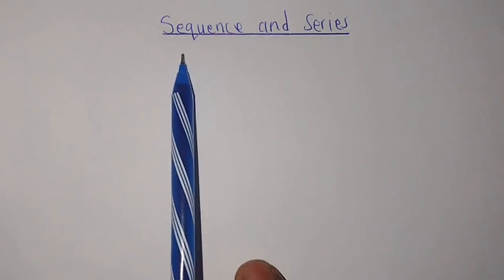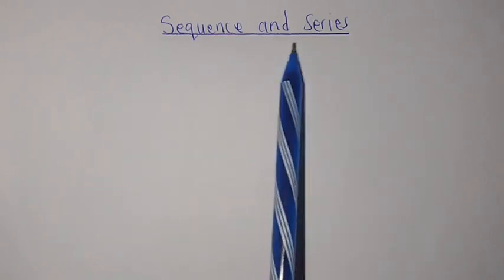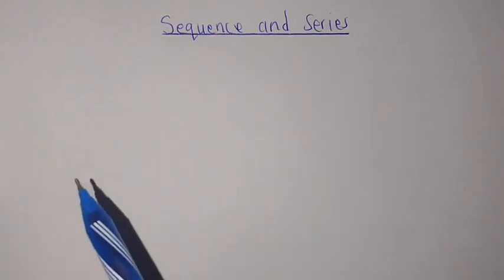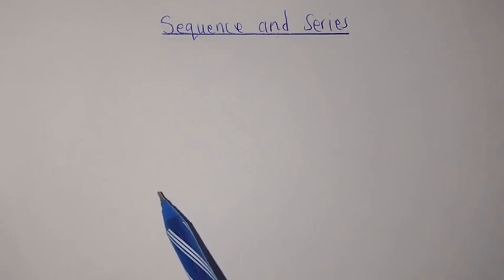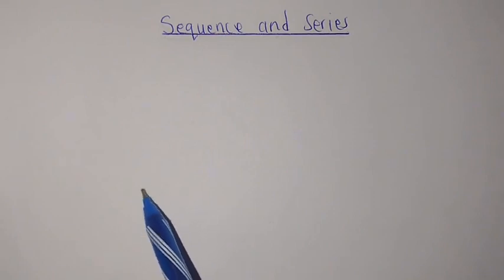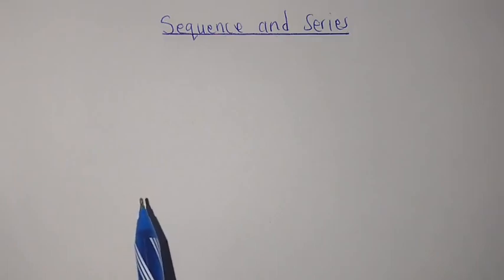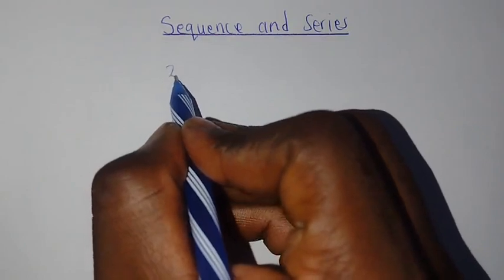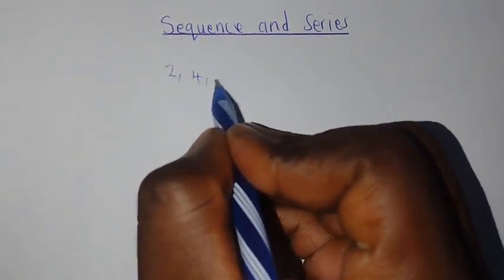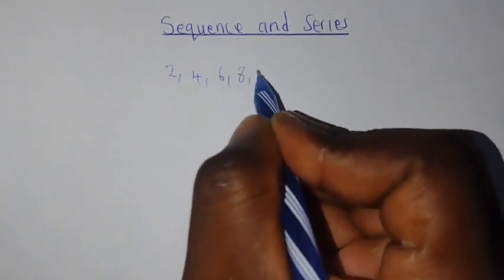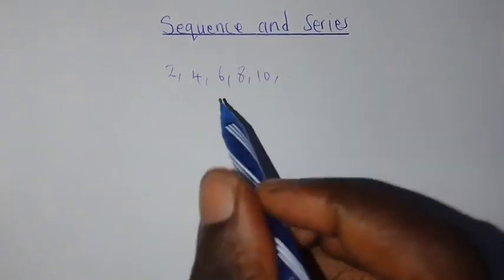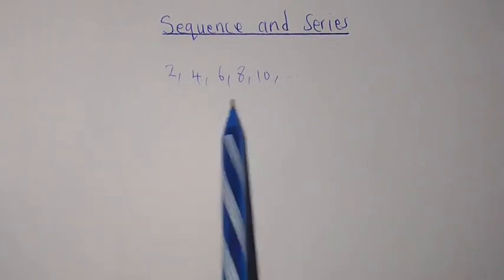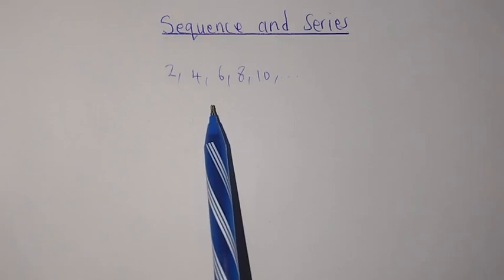In this presentation we are looking at the topic of sequences and series. First, we are going to start with sequences. A sequence is a list of numbers, an ordered list of numbers. For example, you can have a sequence written like 2, 4, 6, 8, 10. So this is an example of a sequence, an ordered list of numbers.